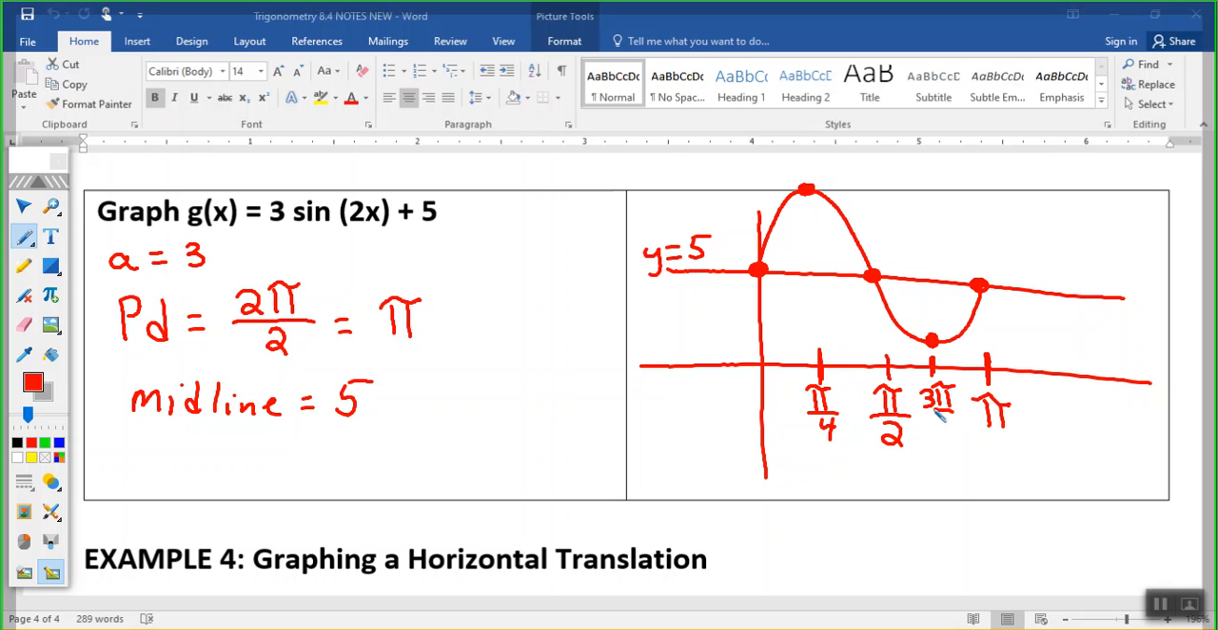I think it's a good idea to make the sketches because then, once you've got the sketch, you can kind of figure out where these points are. This point up here must be pi over 4 comma what? How many units above 5? 3. So 8, right? How many units below 5 over here? So this will be the point 3 pi over 4 comma, what's 3 from 5? 2, isn't it?